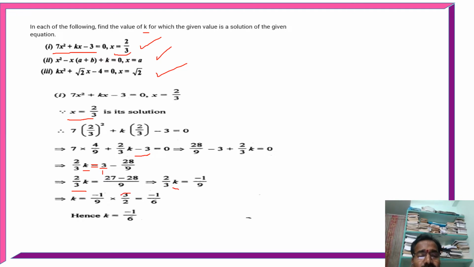Do cancellation: 3 ones are 3, 3 threes are 3. As we know, here plus into minus is minus, so we get the final answer minus 1 by 6. So the k value is minus 1 by 6. Let me do a few more applications based on this.